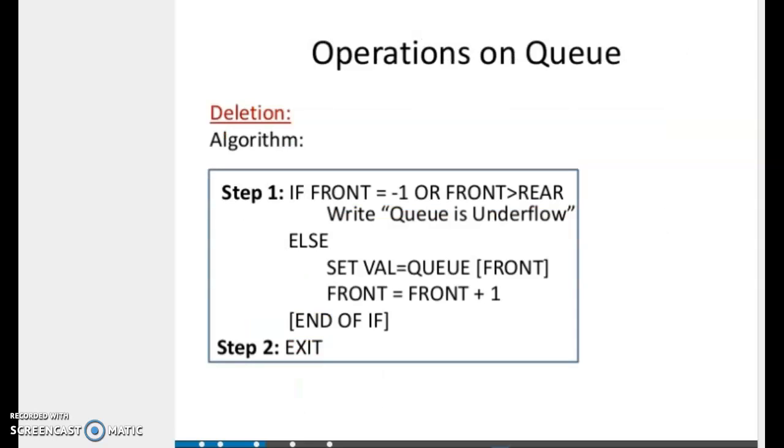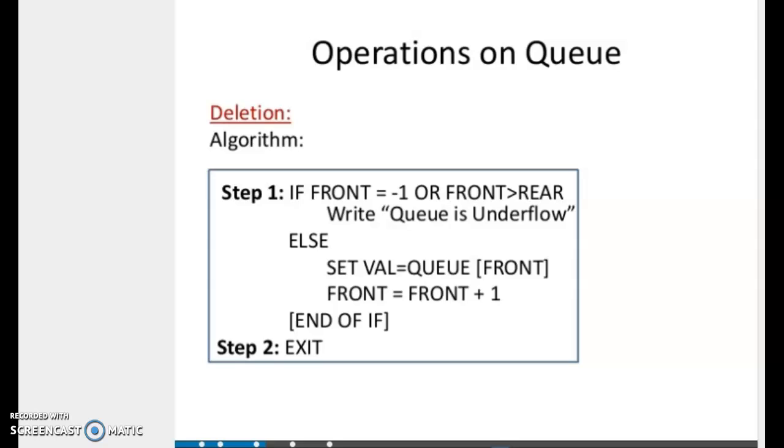This is another operation of the queue, that is the deletion algorithm. Step 1 is: if front equal to -1 or front is greater than rear, write queue is underflow. इसका मतलब क्या है कि अभी इंसर्शन फ्रॉम वन एंड हो रहा है, डिलीशन फ्रॉम अनदर एंड हो रहा है, ठीक है। तभी आपके पांचों एलिमेंट अभी है और पांचों के पांचों एलिमेंट आपने वन बाय वन डिलीट भी कर दिए हैं, और अभी आप उसको ऐसा बोल रहे हो कि आपको एक और एलिमेंट डिलीट करना है, तो वो नहीं हो पाएगा, because it will show us a message like queue is underflow.